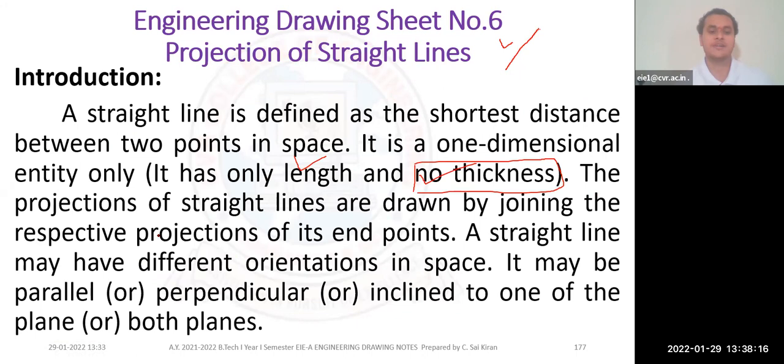Straight lines are drawn by joining two respective projections of endpoints. So initially you need to have two endpoints, endpoint A and endpoint B, or endpoint P and endpoint Q. If you join those endpoints, then you will be getting a line. And a line may have different orientations. It can be parallel. Suppose this is my horizontal plane. Wait, I'll be drawing again.